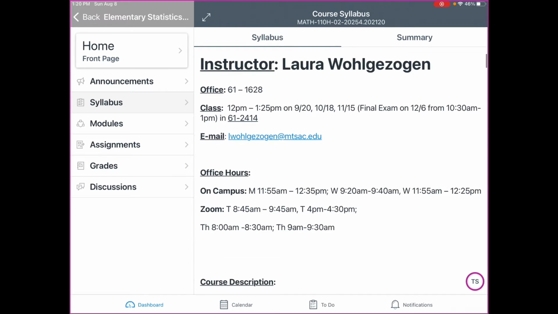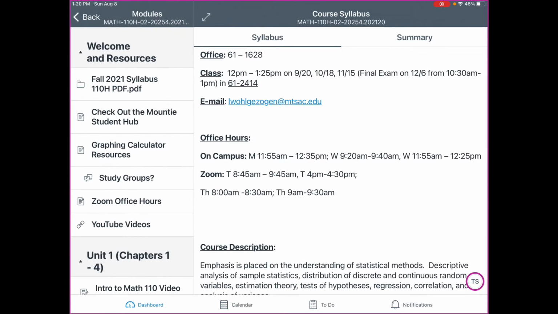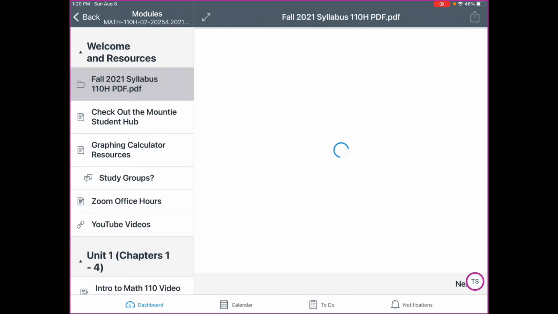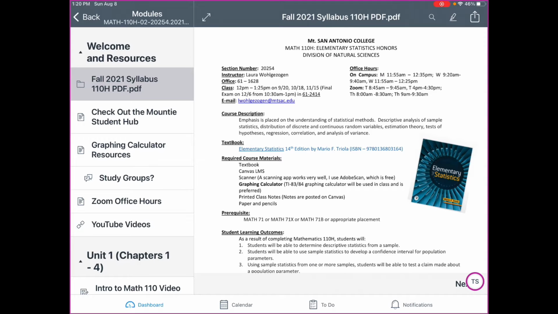So the syllabus is listed here. It's also found in modules, and you can see that the syllabus is listed as a PDF and it looks a little bit cleaner than it does on the Canvas course.